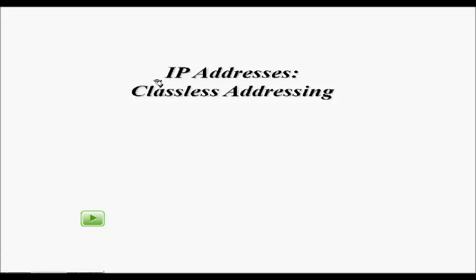Hello friends, in this lecture we are going to learn about classless IP addressing. Last time we learned about classful IP addressing, where we saw that our addresses could be categorized into class A, B, C and D, where class A had 8 bits for the network ID and 24 bits for the host ID. Class B had 16 bits for the network ID and 16 bits for the host, and class C had 24 bits for the network ID and just 8 bits for the host ID, and so on.